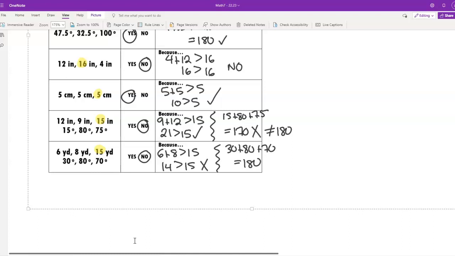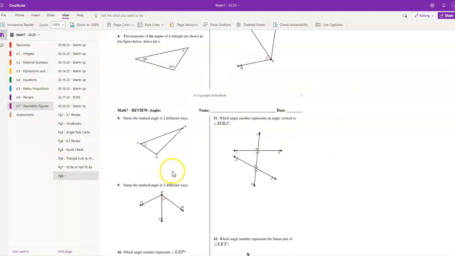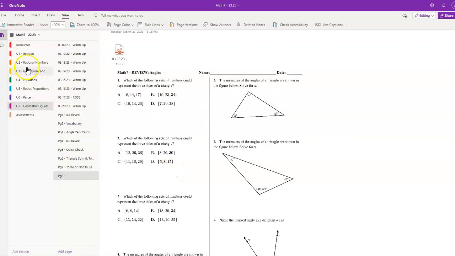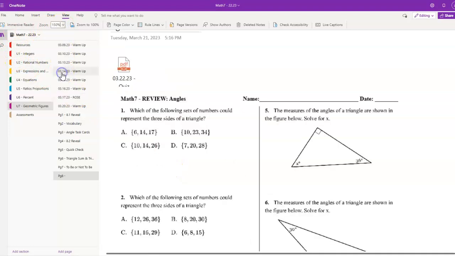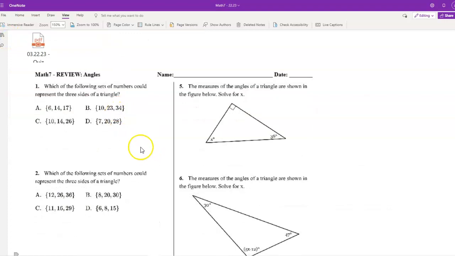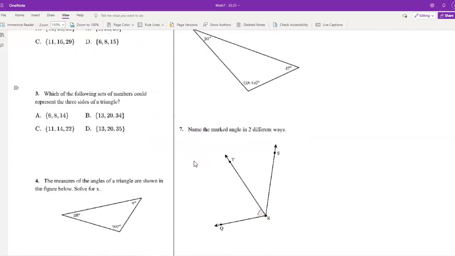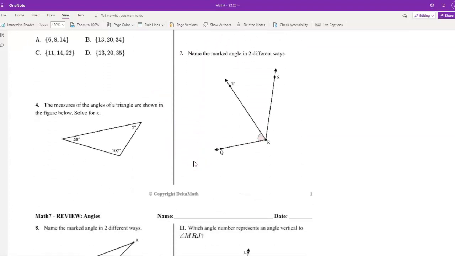All right, I hope that clears up the triangle inequality theorem. The goal is still to have your quiz tomorrow. All right, the substitute is going to pass out to you your review sheet. This is all taken from your Delta Math, right? So it's starting with all the triangle stuff, which is the newest information, and then going through and just make sure that you're paying attention to what it's asking you to find.